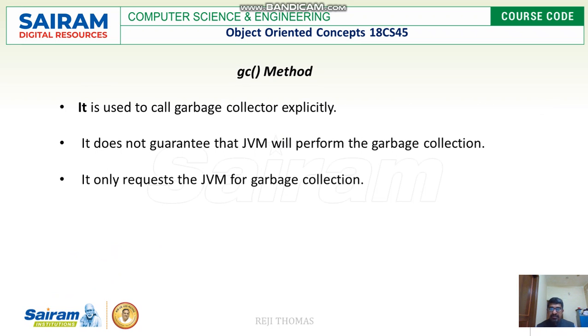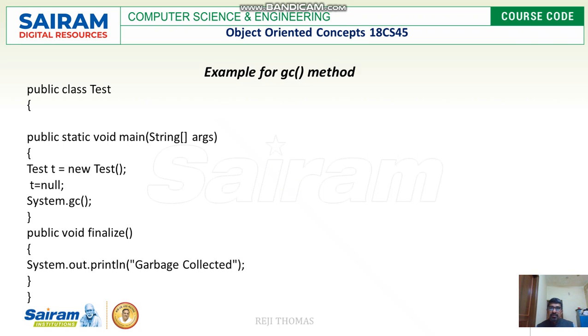As I told just now, the gc method is a method by which we can perform the garbage collection manually, but it does not guarantee that the JVM is going to perform the garbage collection. There is still no guarantee. We can only request the JVM for the garbage collection. So let us see a small example where we'll have more idea about this.